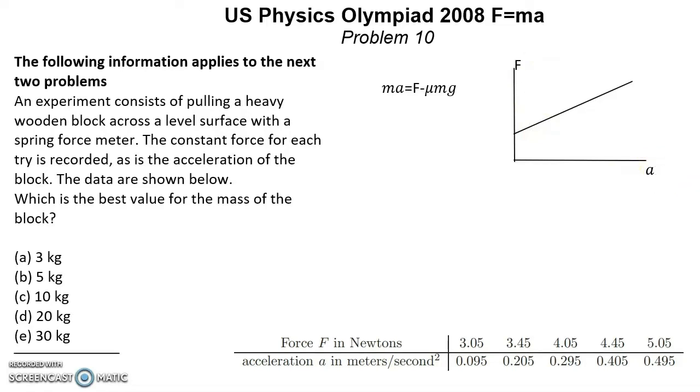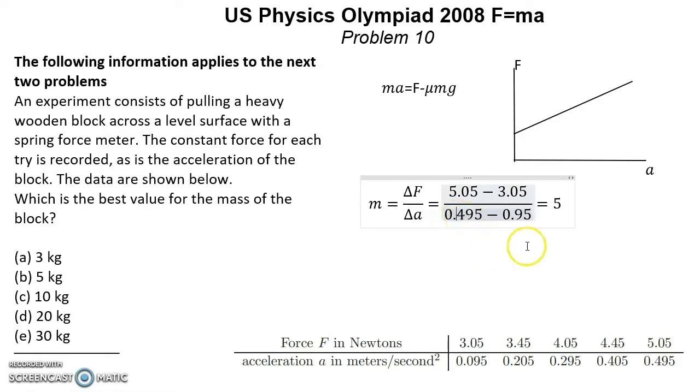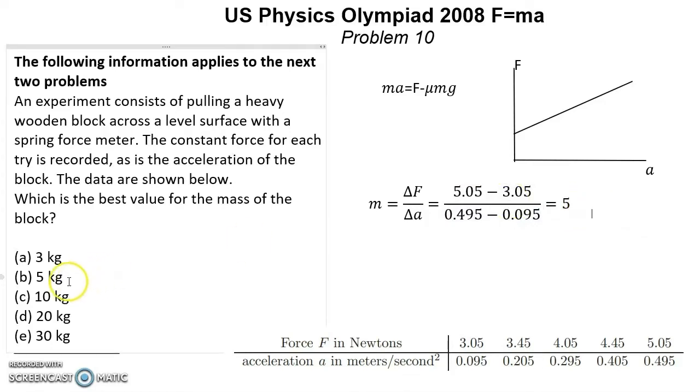And the best way to choose this delta is to take furthest points, like this one and this one, and this one and this one. So we can write this immediately. We choose points 5.05 minus 3.05 divided by 0.495 minus 0.9509. So this is our answer. We have mass equal 5 kilograms, which is a B answer.